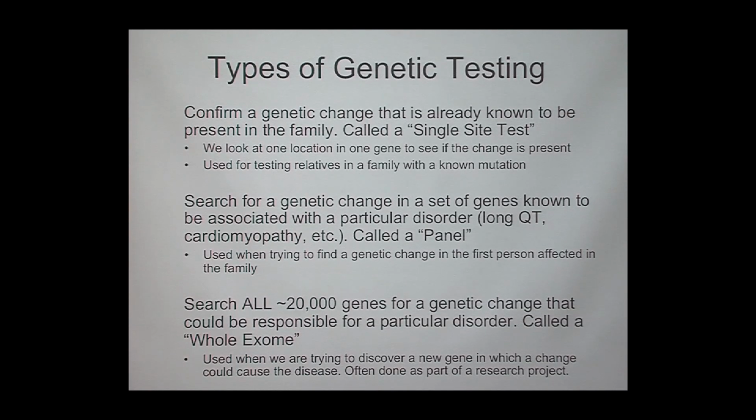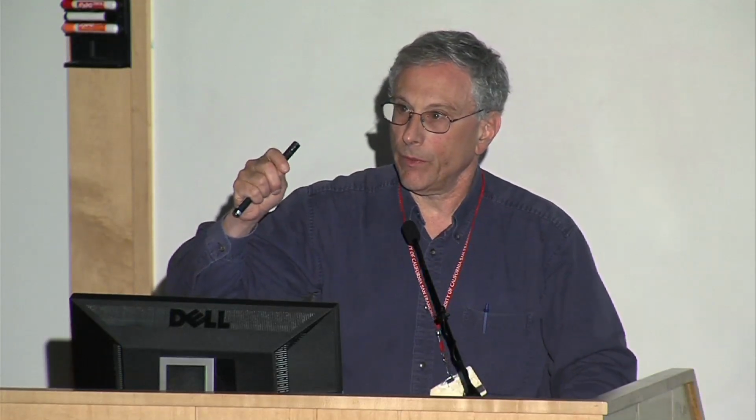What are the types of genetic testing? You can confirm a genetic change that's already known to be present in the family. This would be a single site test. It's basically saying, oh, word on the second line of page 15 of chapter 3, there's a misspelling in this person's brother or sister. Let's see if that same misspelling is present in you. So you go to that one place and see if it's there.